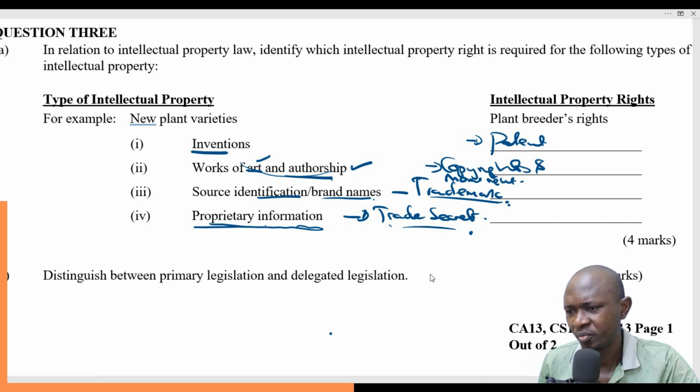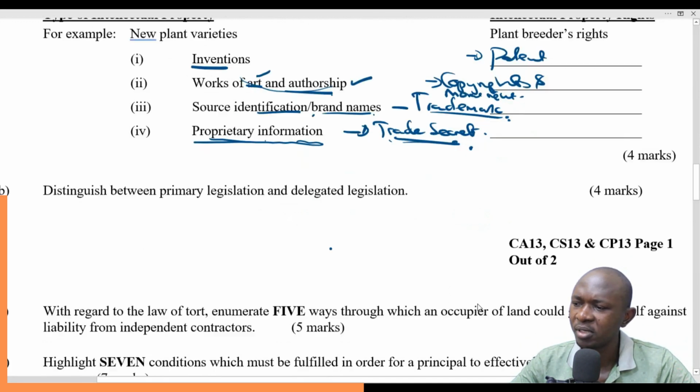So proprietary information, trade secret; source identification, brand names, trademark; art and authorship, copyright; inventions, patent rights. That will give you the 4 marks.